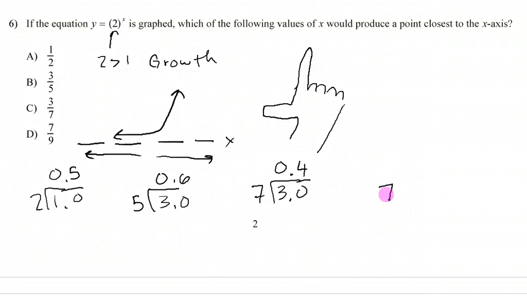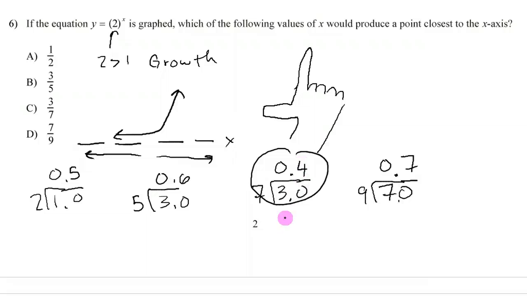Unless we need to. And then 7 divided by 9. 9 goes into 7 0 times. Then 9 goes into 70 7 times. So which is furthest to the left if I were to graph it? Well, that's the smallest number, which is 0.4, which was 3/7.